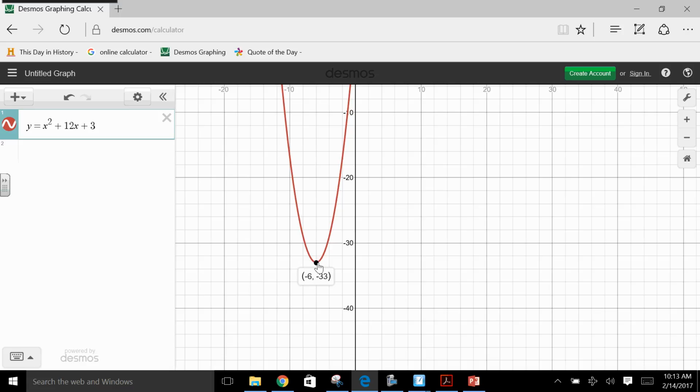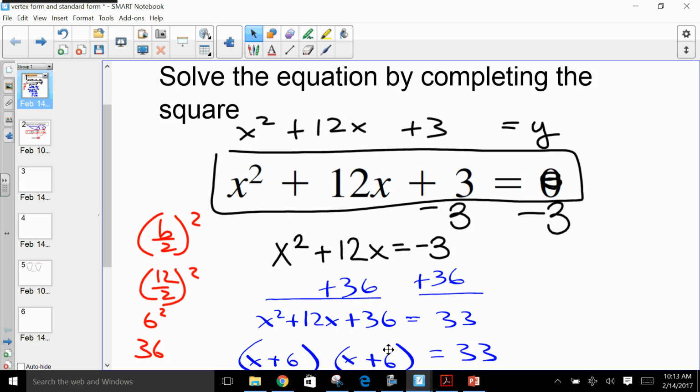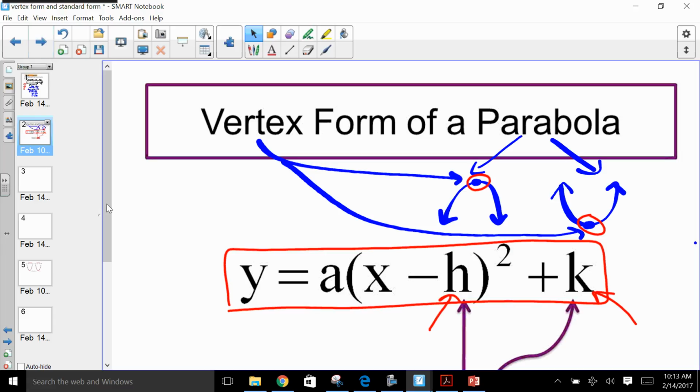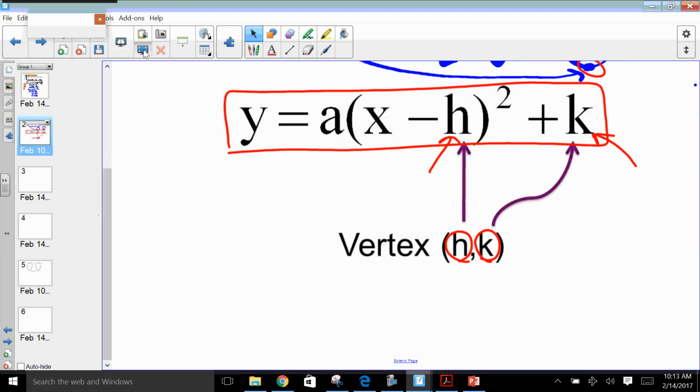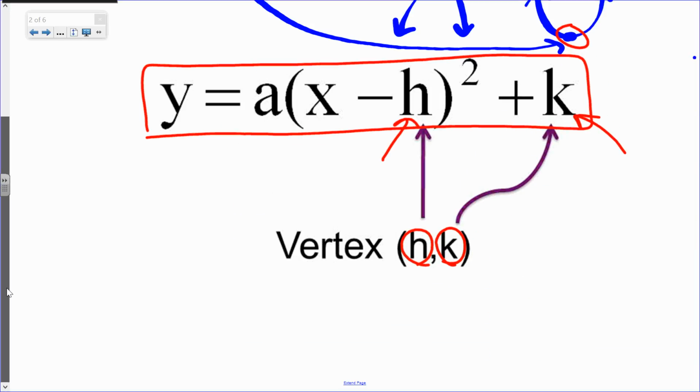So going back to our notes here, when I talk about HK, when I talk about a vertex here that you just wrote down, I'm talking about your x coordinate and your y coordinate. But just for the formula, for the structure, we just call it HK. But that's all I'm talking about with your x and y coordinate of the vertex.